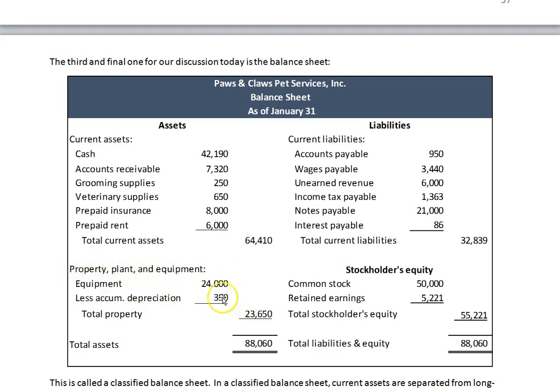Notice the accumulated depreciation. This is the account that's going to increase over time. It's going to be 350 per month. So if we looked at the February balance sheet, this would be up to 700. If we did another month, it would be 350 higher. Another month, 350 higher. So this is going to grow over time.